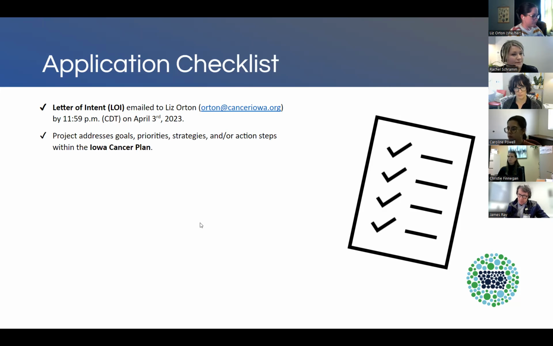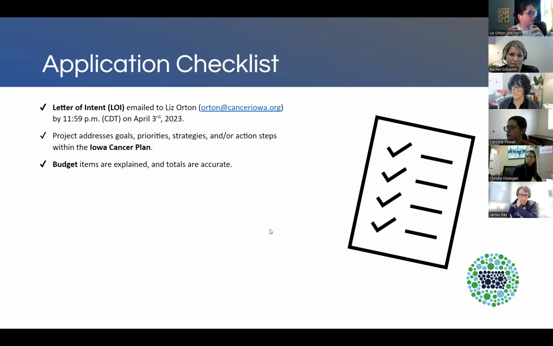You do need to make sure within your application that your project addresses the different goals or strategies within the Iowa Cancer Plan. So just make sure that you're linking back to language there. It's very important that the budget items are explained and the totals are accurate. It really helps for the credibility of different grants when all those budget lines add up, and we don't have to go digging for a lot of the information. So as much detail as you can provide, the better.